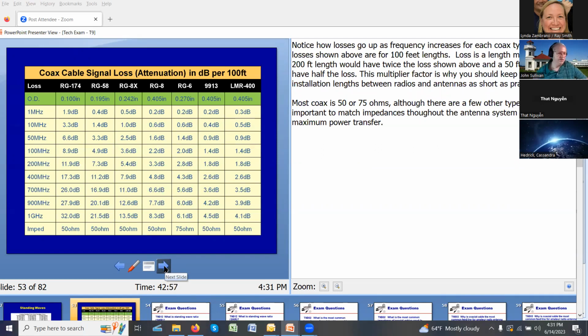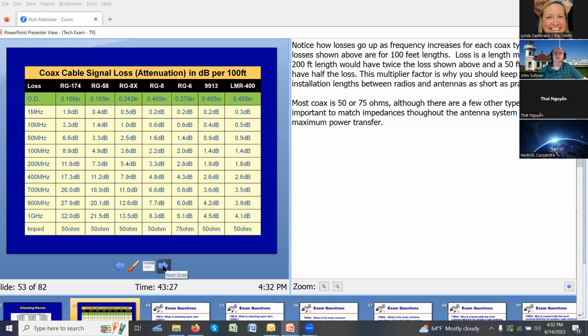There's also loss in the system through your feed line, and it can be fairly significant. It depends on the type of coaxial cable you use, because that's the most common thing you're going to use for feed line. This chart's kind of busy, but we'll take a look at an example in a second. Losses increase with frequency. So the higher the frequency, the greater the loss in the feed line.